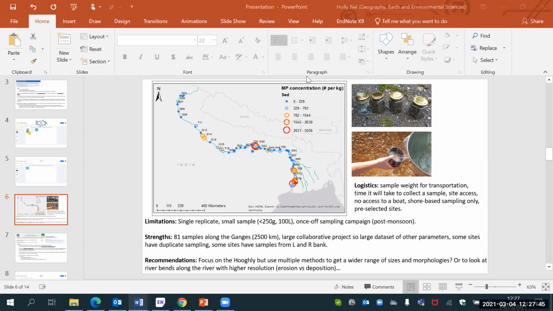It's a large collaborative project, as I mentioned, so there's a range of other parameters that I can use to understand what's driving microplastics, and in these hotspots, what other contaminants may be associated with these microplastics. The other interesting thing was that there were a number of sites where duplicate samples were collected, and a number of sites that were very close together, on both sides of the bank, so the left bank and the right bank. So there's a couple of tricks that we can do.